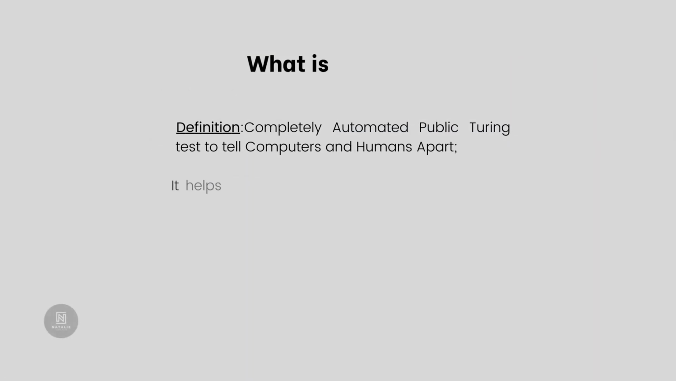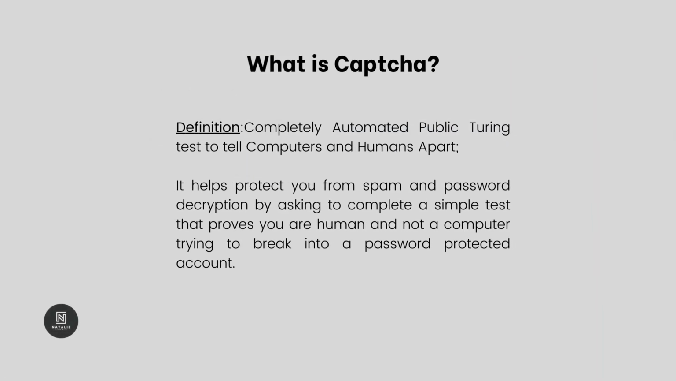What is CAPTCHA? The definition could be simple: it's a Completely Automated Public Turing test to tell Computers and Humans Apart. It helps protect you from spam and password decryption by asking you to complete a simple test that proves you are human and not a computer trying to break into a password protected account.